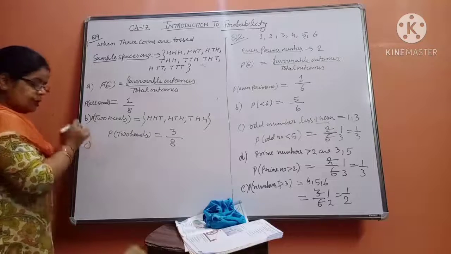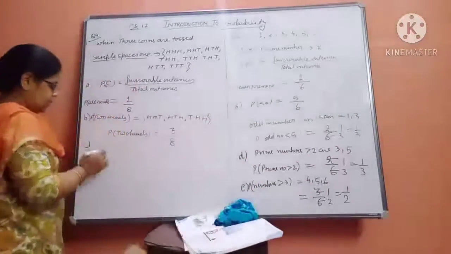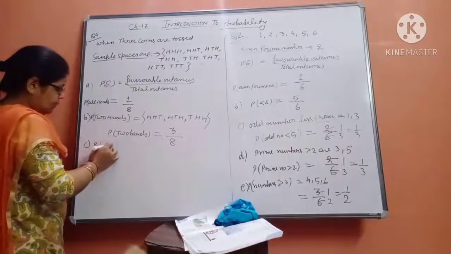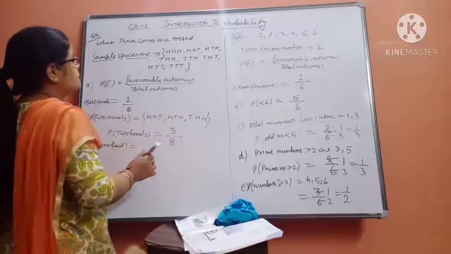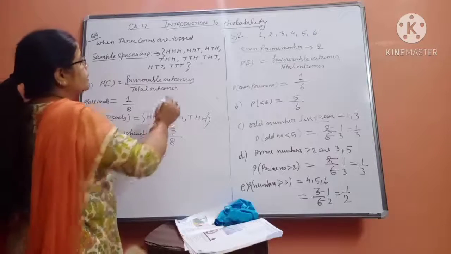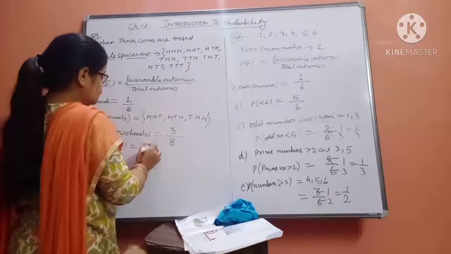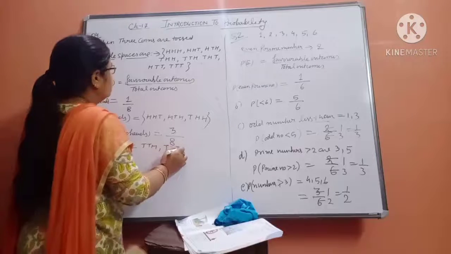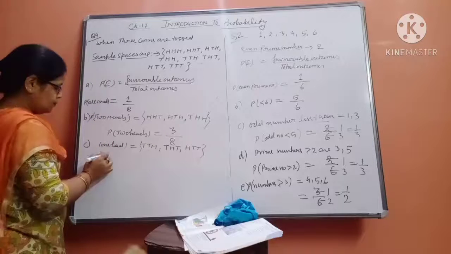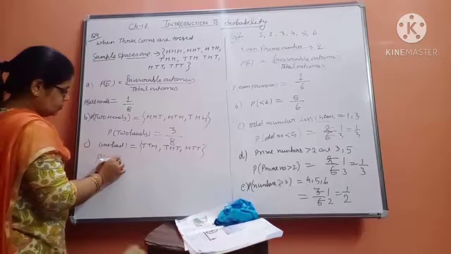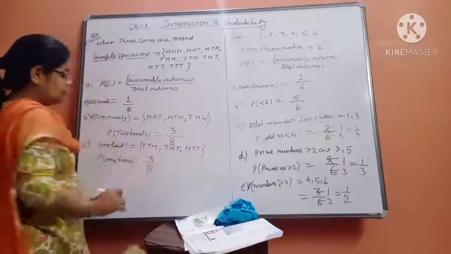Now come to the C part of the question. In this way we will do. C part is the probability of one head. For one head, write down the sample space. One head is only here: tail, tail, head; tail, head, tail; or head, tail, tail. Only these 3 possibilities are there. So probability of one head is equal to possible outcomes 3 upon total outcomes 8, 3 upon 8.